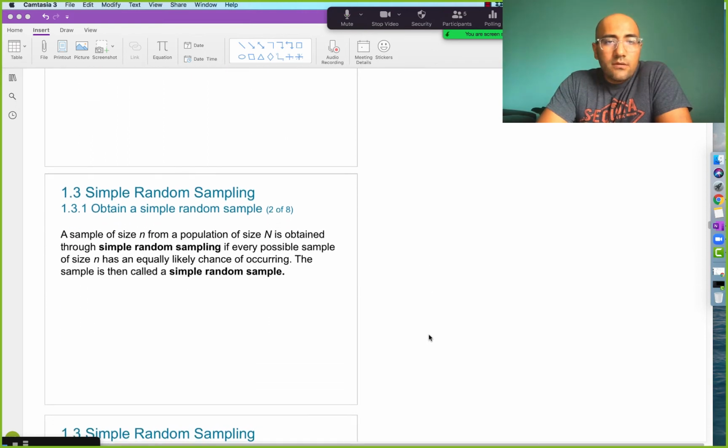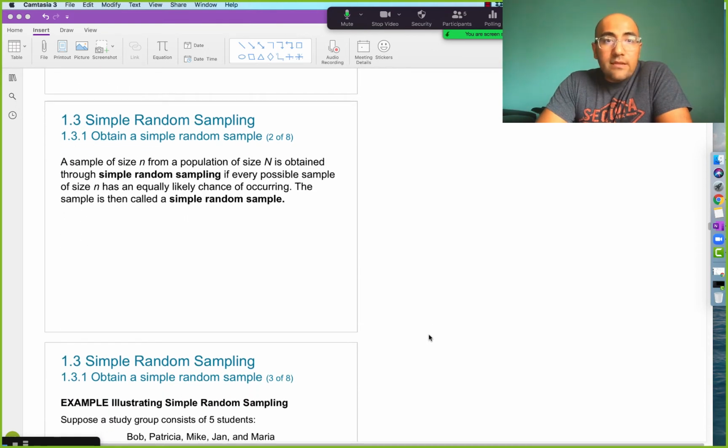Good. Okay, within the world of random sampling, there are a few types of sampling techniques that we're going to look at. So the first thing we want to look at is simple random sampling. A sample of size n from a population of size capital N is obtained through simple random sampling if every possible sample of size lowercase n has an equally likely chance of occurring. The sample is then called a simple random sample.